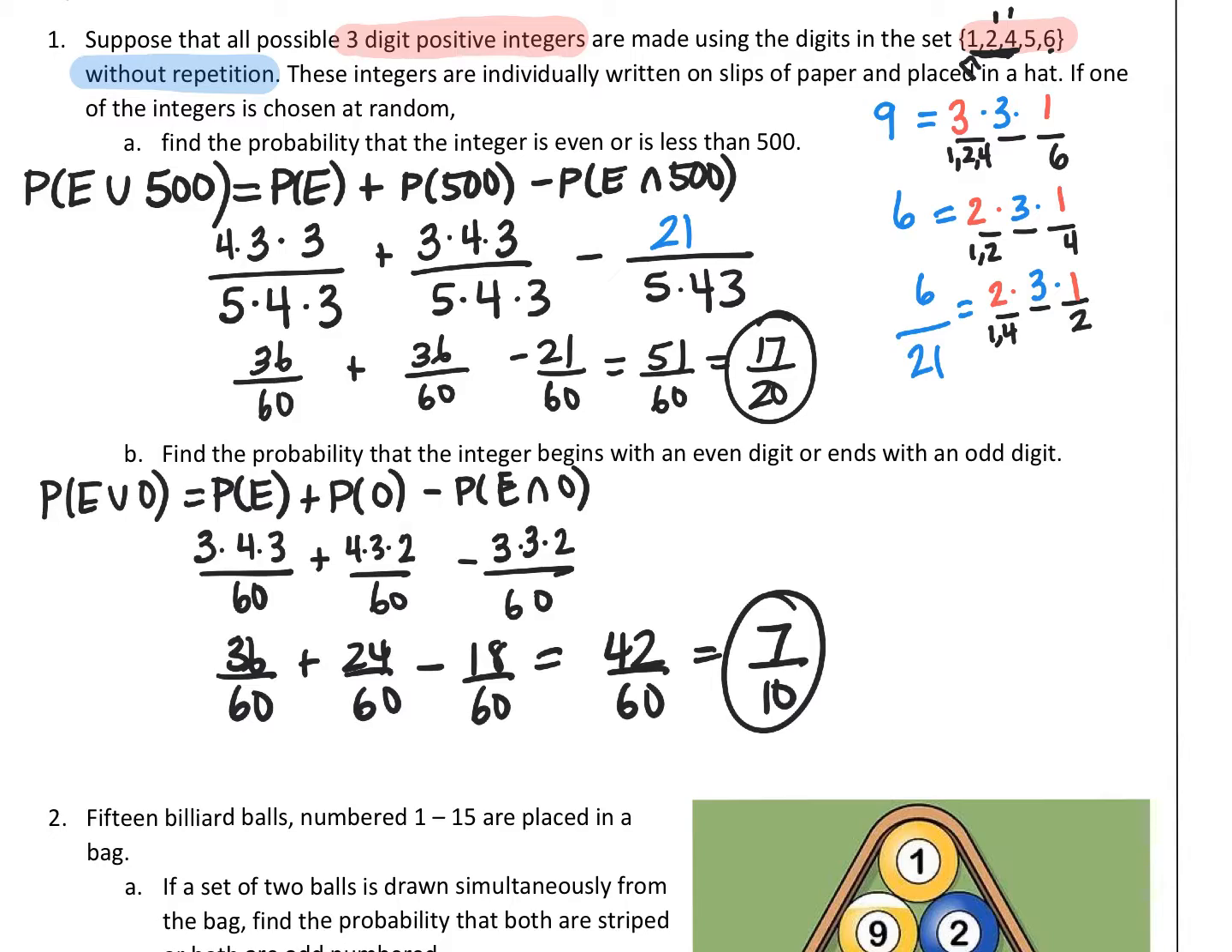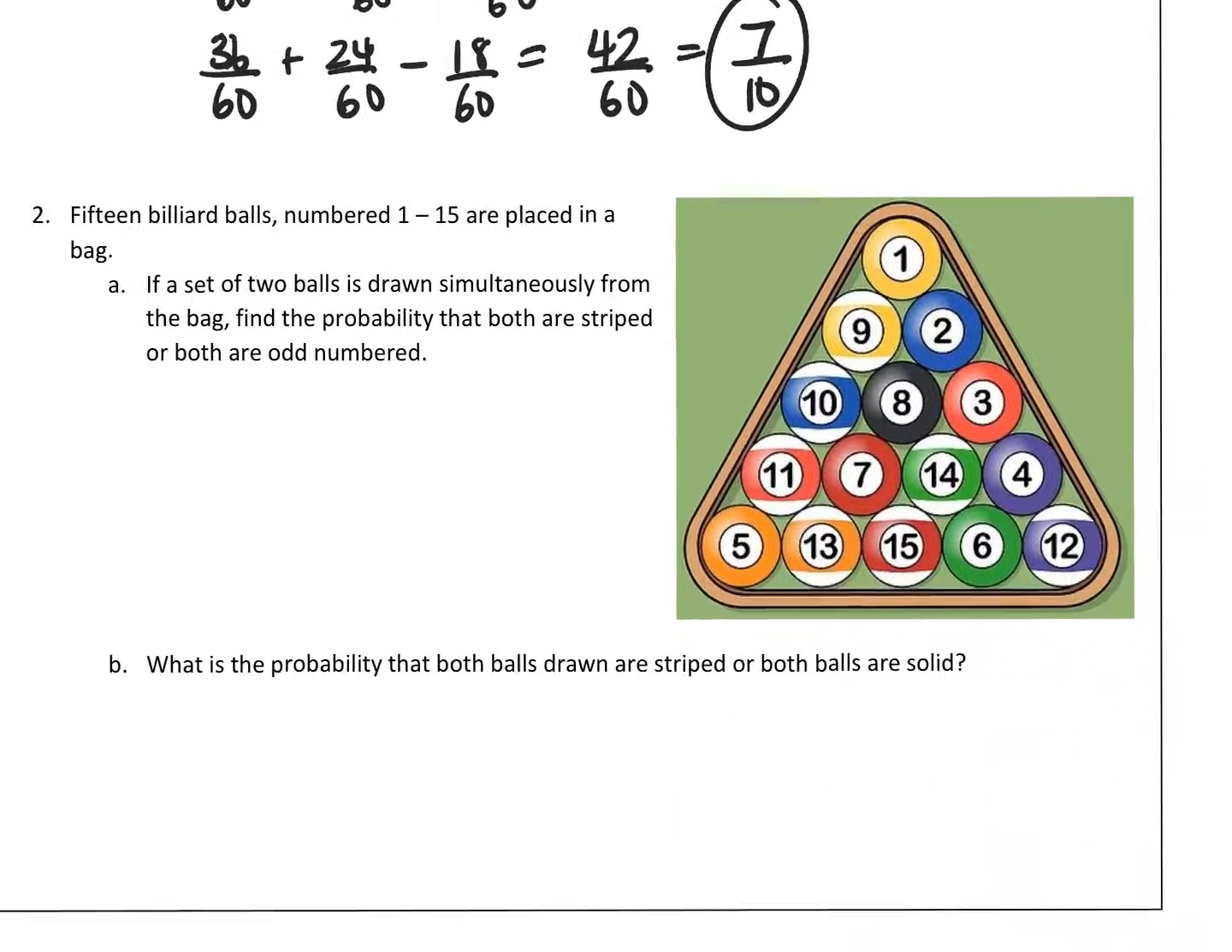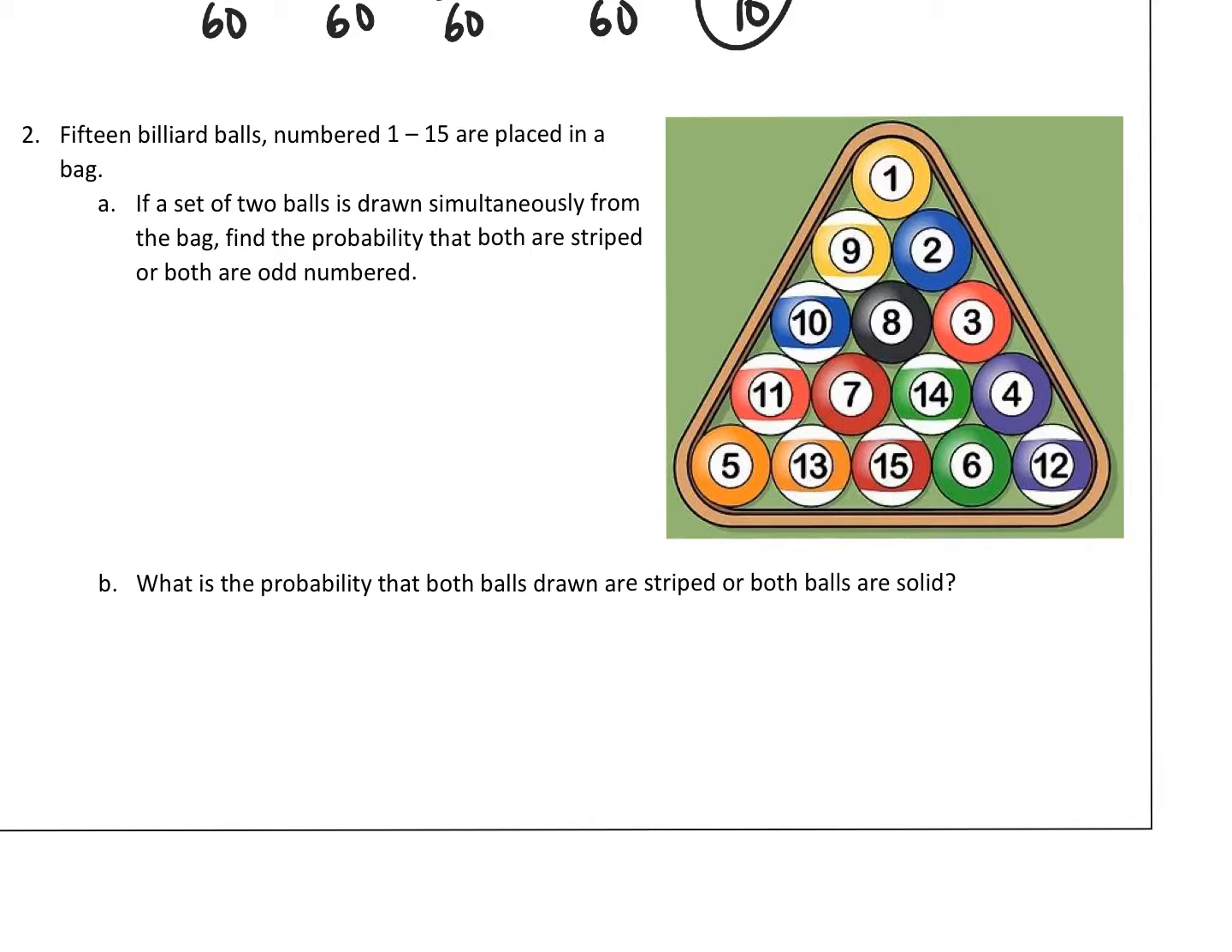Okay, so that's a permutation question where the order matters. Let's look now at one where it's a combination question. So let's say I have 15 pool balls and we place them in a bag, and I'm just going to draw out 2 balls simultaneously. So we're going to draw a set of 2 balls. Find the probability that both are striped, or both are odd. So I want to figure out the probability of getting 2 striped balls, probability of getting 2 odd balls. Then I would have to subtract those that are striped and odd because I would have counted those already.